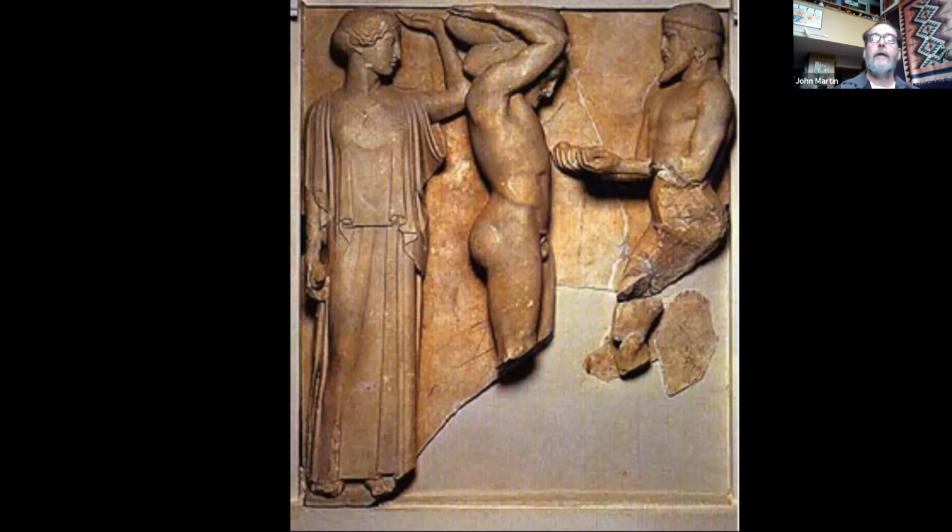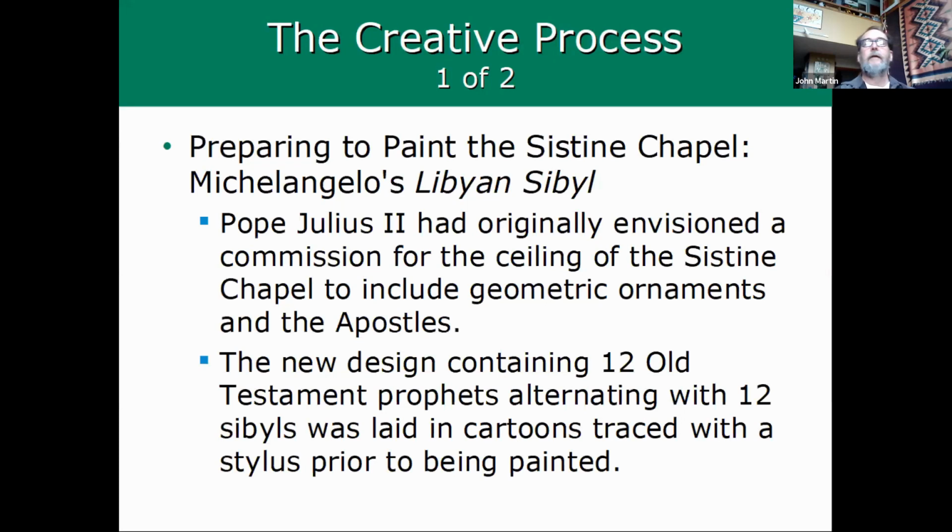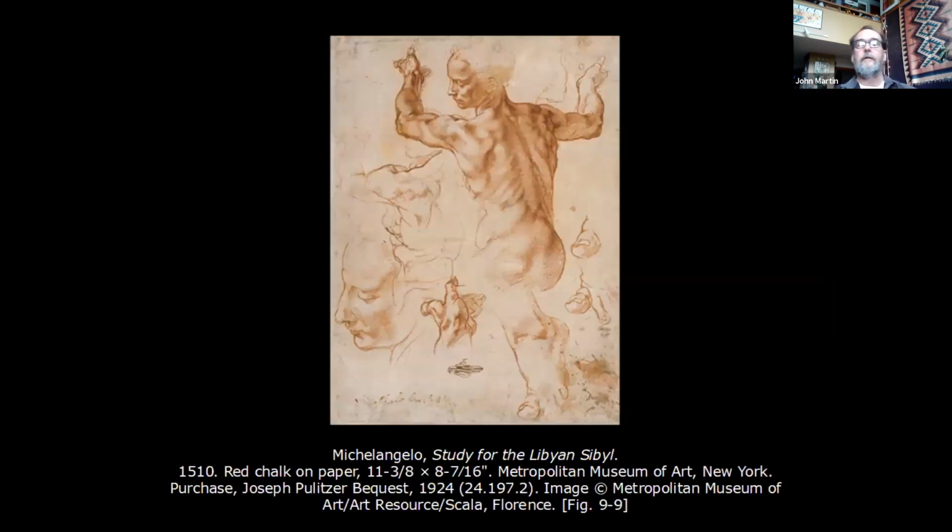Preparing to paint the Sistine Chapel, Michelangelo's Libyan Sibyl. Pope Julius II had originally envisioned a commission for the ceiling of the Sistine Chapel to include geometric ornaments and apostles. The new design, containing 12 Old Testament prophets alternating with 12 sibyls, was laid in cartoon trace with a stylus prior to being painted. This is a drawing of the Libyan Sibyl.